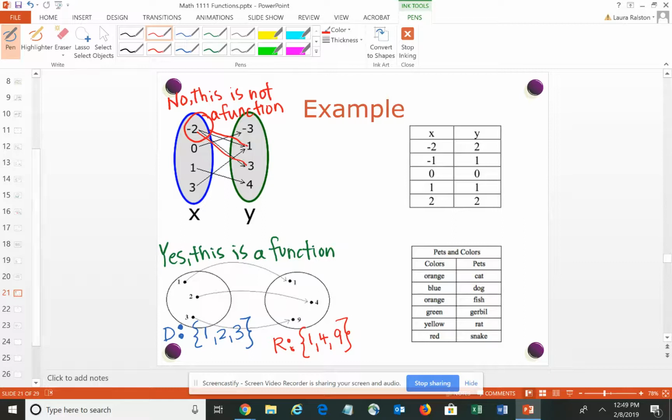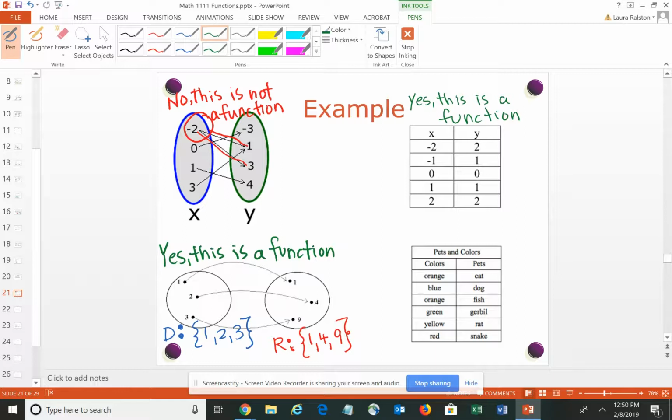All right, then looking at the first table in the upper right corner, you have -2 paired with 2, -1 with 1, 0 with 0, 1 with 1, and 2 with 2. You've got to ask yourself, is each x paired with exactly one y? The other thing to think about, is there any repetition in the x values? In this case, there's no repetition. Now, some of you may want to say, but look, you have an output of 2. It's okay for the output to repeat. It's the input that cannot repeat. So for this one, we would say yes, this is a function because each x is paired with exactly one y.